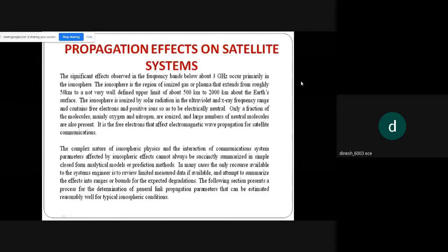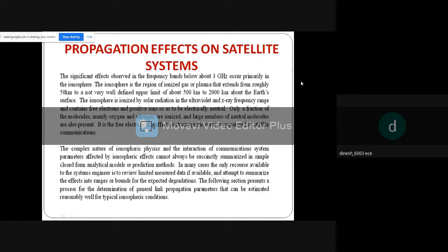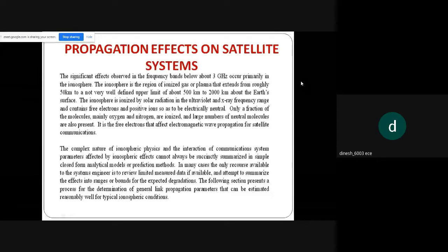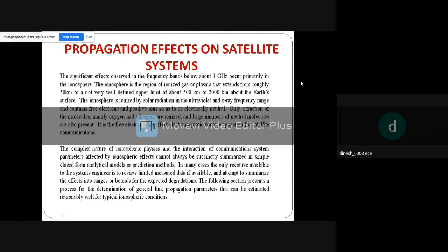So this tends to absorb, diffract, refract, or transmit the satellite signals. So the effects due to that are a type of propagation effect. The ionosphere is ionized by solar radiation in either the ultraviolet or X-ray frequency range, which will have free electrons and positive ions so as to keep it electrically neutral.